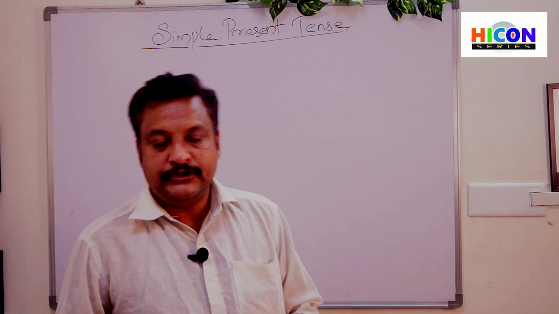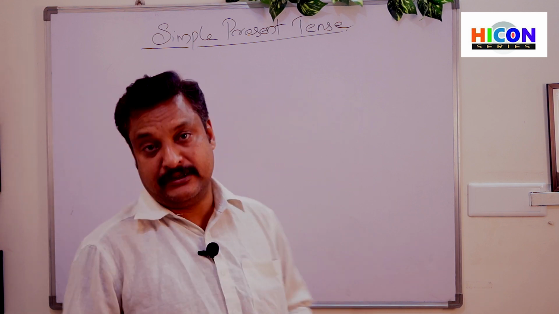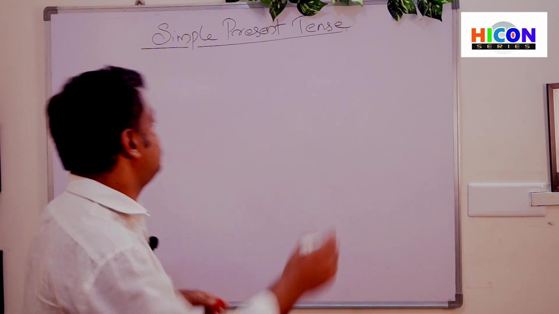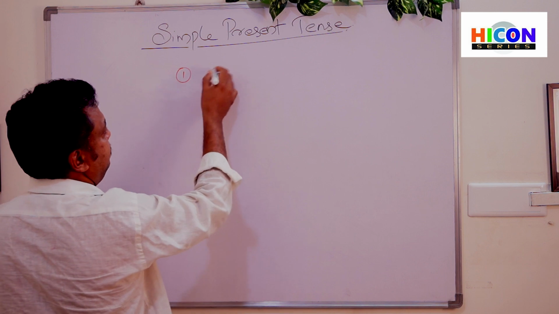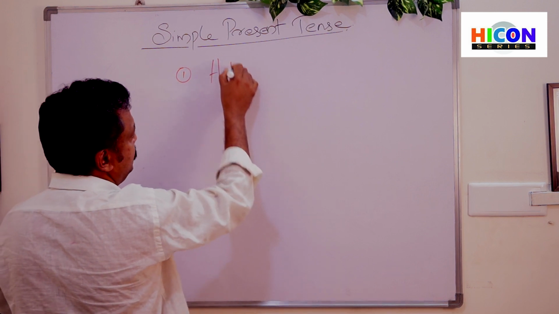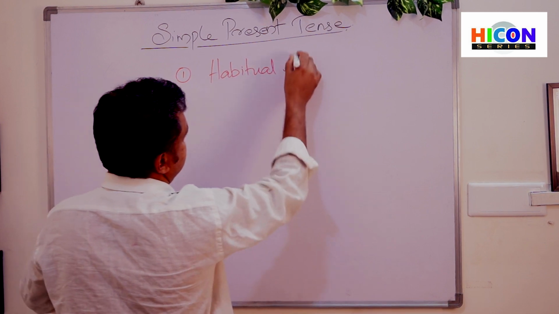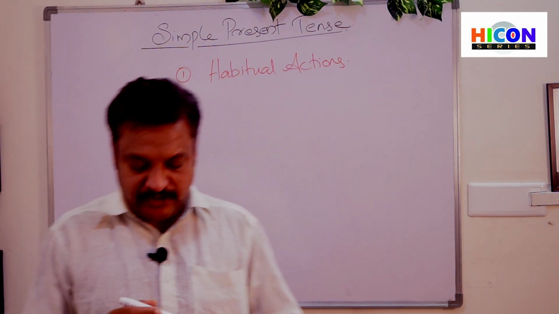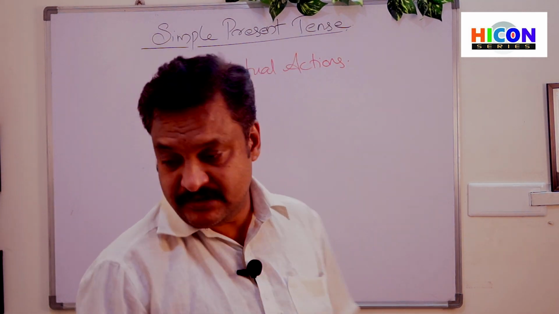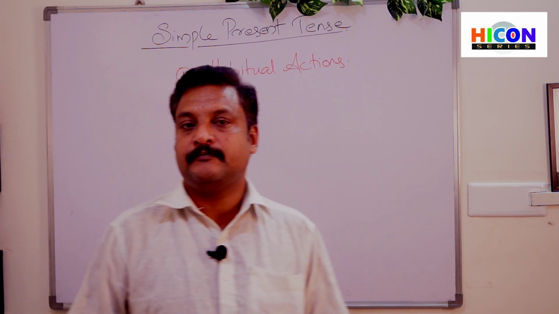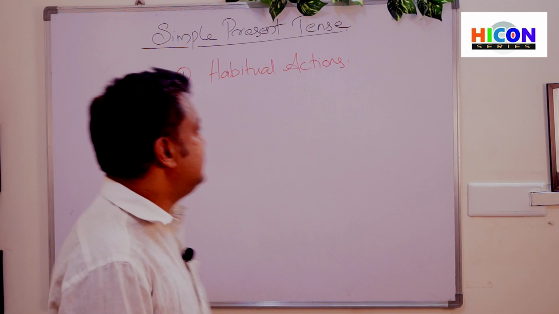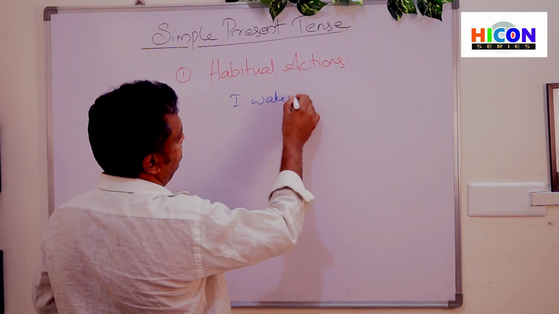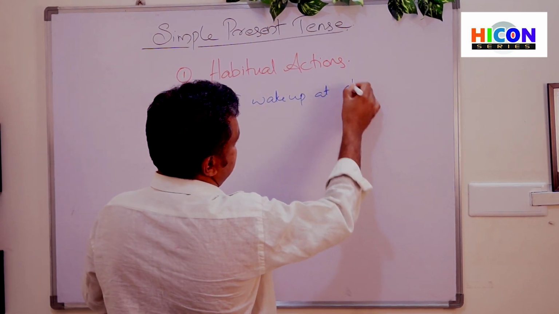So what are the usages of a simple present tense, or when do we use sentences in a simple present tense? So the first usage is when we want to express habitual actions. Habitual actions. So what do you mean by habitual actions? Habitual actions are those actions which are our habits.